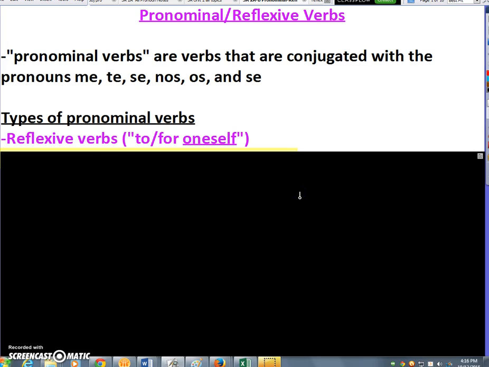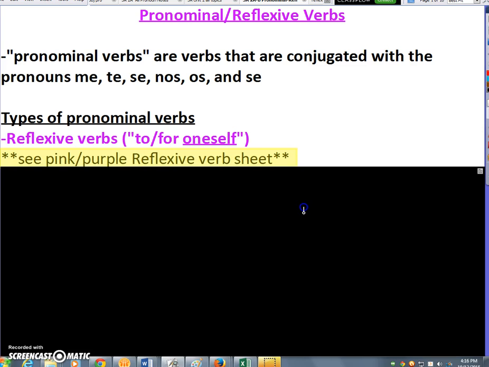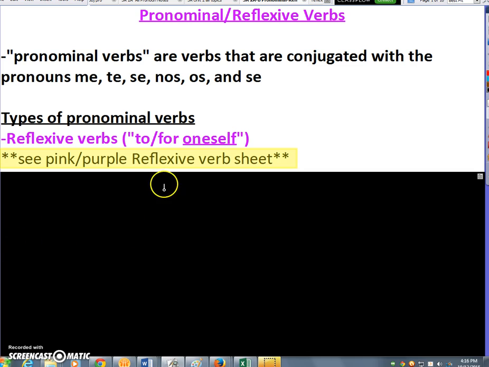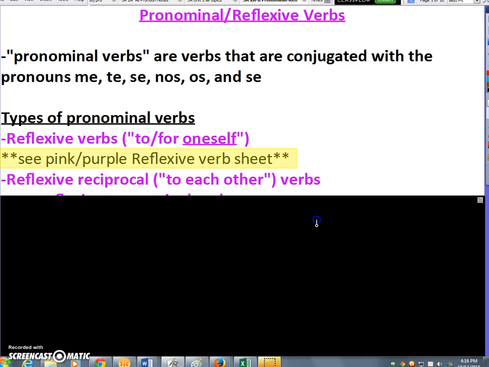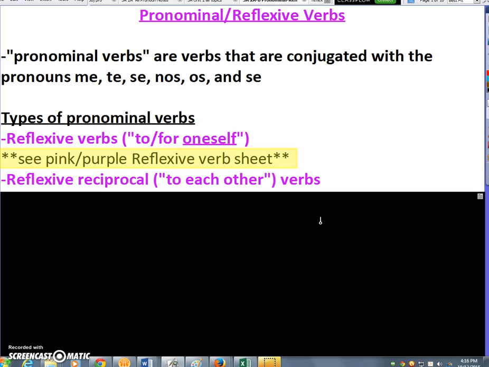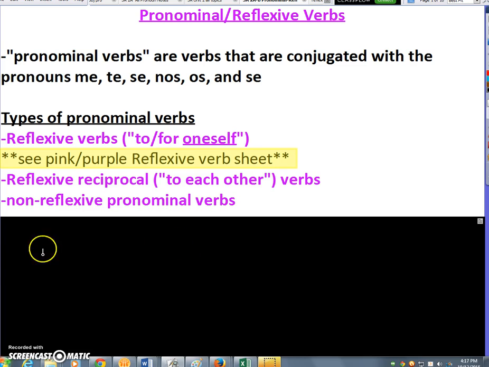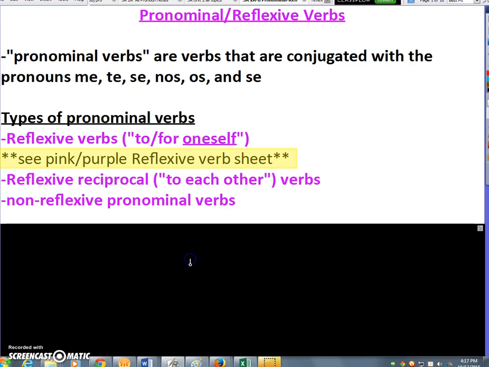First are the reflexive verbs, which we already know, and all of the information about them is on our pink, some of you it's purple, reflexive verb sheet. There's another type of pronominal verb, which are reflexive reciprocal verbs, where the action involves two or more people doing something to or for each other. But then there are also non-reflexive pronominal verbs, which we will be talking about, and there are some non-reflexive verbs that change their meaning when they are used with those reflexive pronouns.